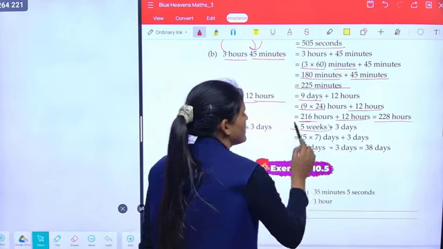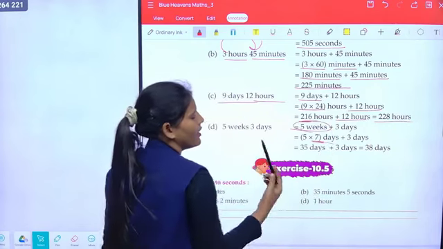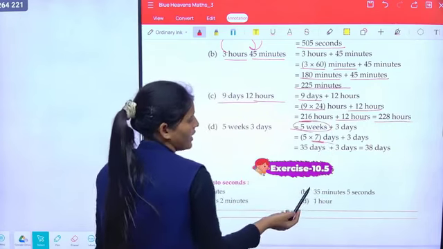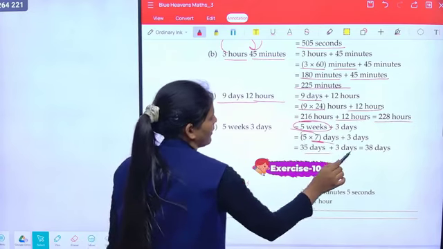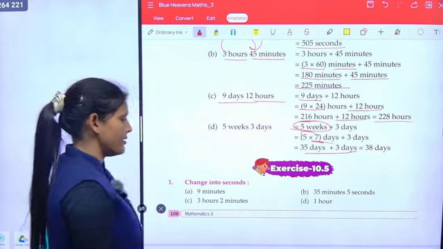Now 5 weeks. We will multiply it by 7, because 1 week is equal to 7 days. 5 sevens are 35, plus 3 days. 35 plus 3 days is equal to 38 days.